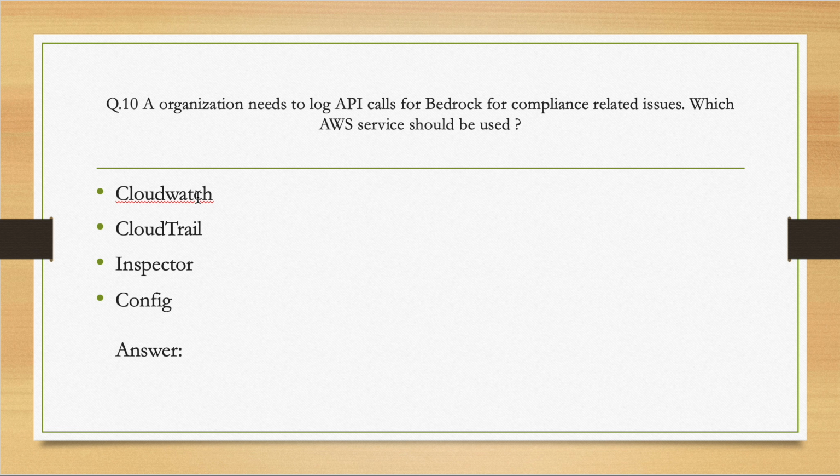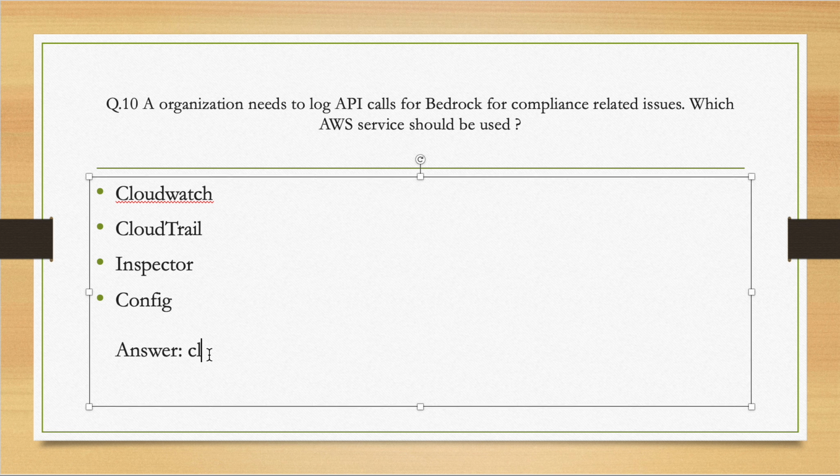CloudWatch is something for monitoring purposes. Inspector is basically for checking vulnerabilities in an EC2 instance or something, OS updates and all. And Config is used when, let's say, I have some configurations of a resource and I made some changes in that. Config will monitor the changes made in the configurations of a resource. You understand my point, right? I just have an EC2 resource, I have some configurations, I did some changes in the settings, so those changes would get logged in Config. I just want to log the API call, so CloudTrail is my answer.